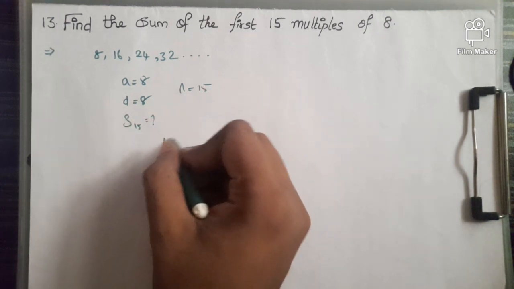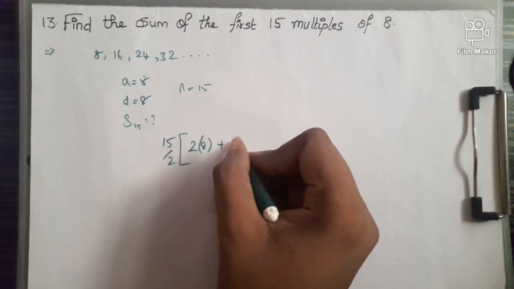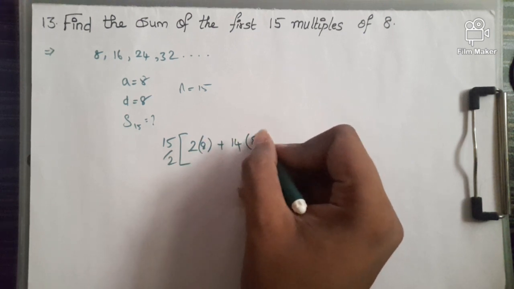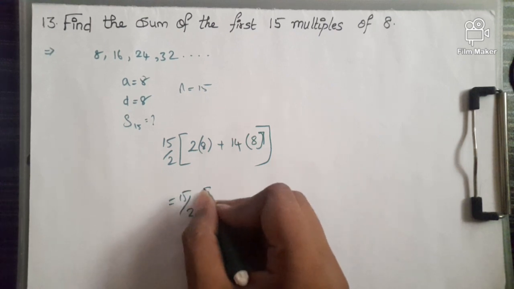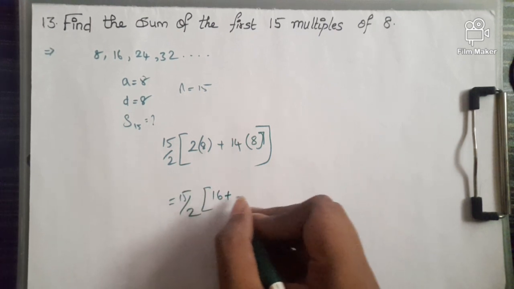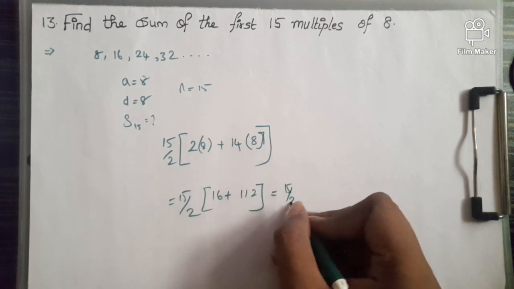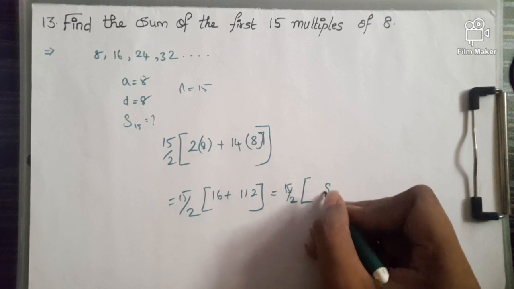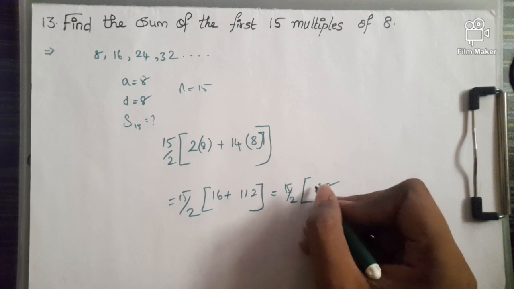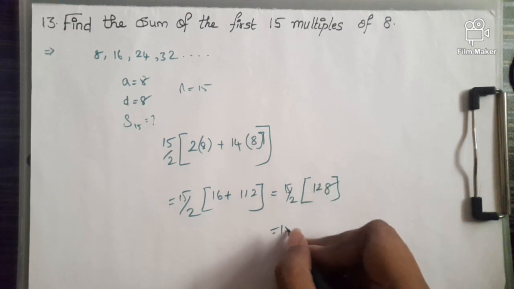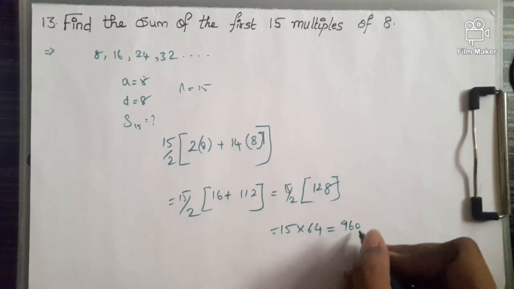Applying the formula, n by 2 into 2a plus (n minus 1), that is 14, into d. So that is equal to 15 by 2 into 16 plus 112, since 14 into 8 is 112. 15 by 2 into 128, which is 15 into 64, that is equal to 960.